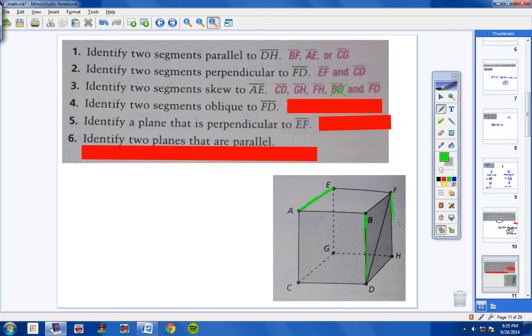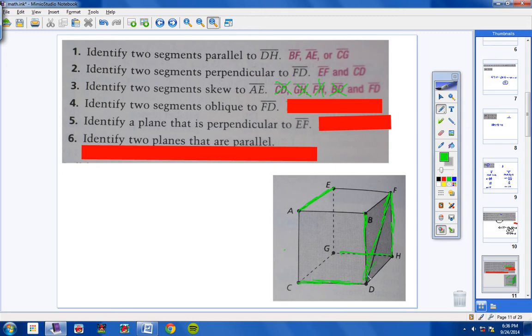FH is not going to intersect AE, and it's definitely not in the same plane. Let's see. CD would continue going on and on this way, and A and E would continue going on this way. So CD would never intersect AE, and CD is skew. All right, GH would never intersect AE, and it's in a different plane, so that would definitely be skew. GH would be skew. And then FD would definitely be skew.